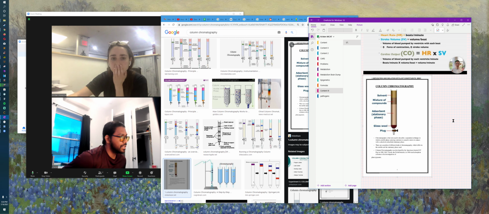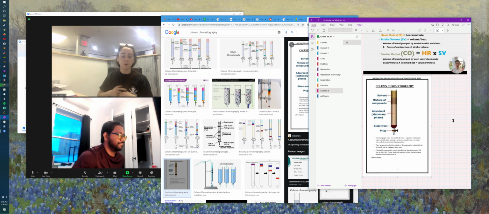Yeah, so all of it is going to involve separating something that has a higher affinity for the stationary phase. If it has a higher affinity for the stationary phase, then if it's a column, that's going to elute last because it wants to be with the thing that's stationary.